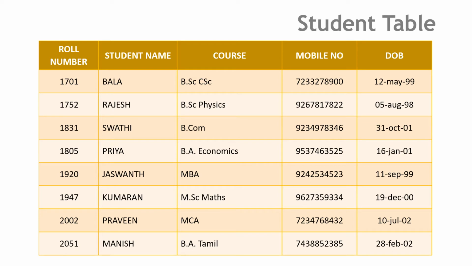The student record table can have roll number, name, course, mobile number and date of birth. These are all called column headings or column names. Each column can have values defined from a domain set. For example, the course can have domain values such as BSc Computer Science, BSc Physics, BCom, BA and so on. A row in a table is called a record. It shows the details of one particular student.